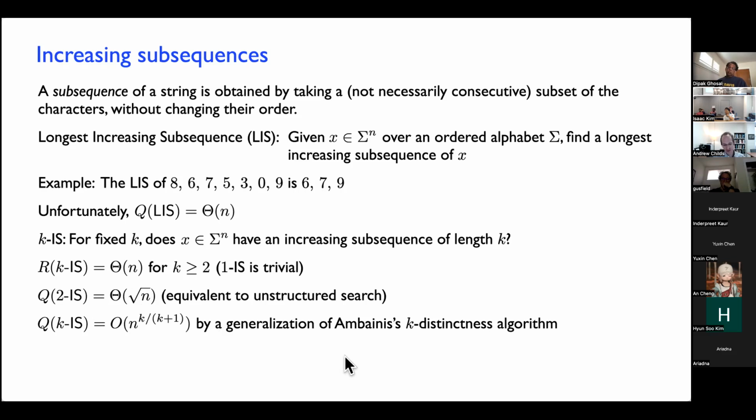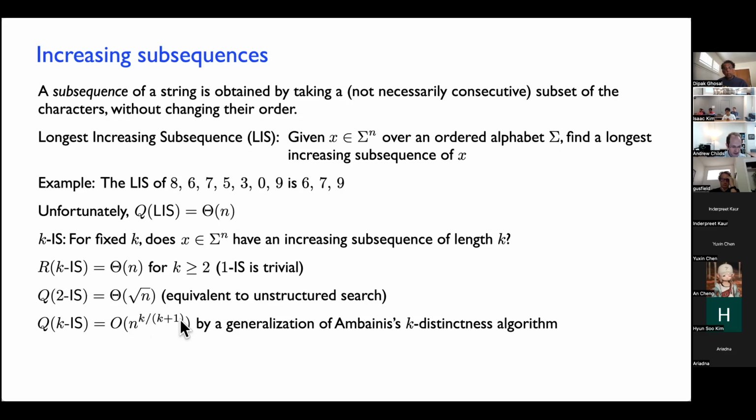Well, there's an algorithm due to Ambainis for a problem called k-distinctness that, with a slight tweak, can be applied to this problem. That would give you a quantum query complexity of like n to the k over k plus 1, which is definitely better than classical, but it becomes very close to the classical cost as k gets big. If k is 100, then this is like n to the 99 over 100. It's almost linear, right?